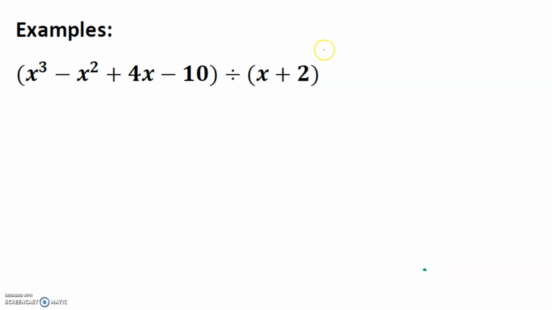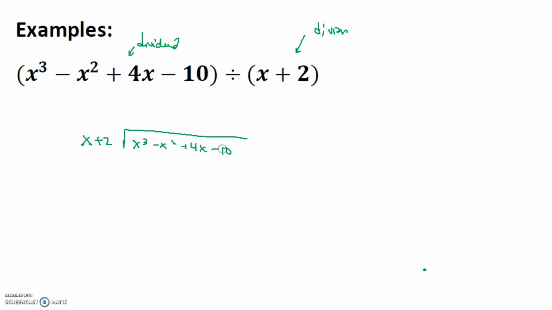Okay, when we look at it like this, it is x cubed minus x squared plus 4x minus 10 divided by this here. This is my divisor, and this is my dividend. So I put x plus 2 on the outside, and then I have x cubed minus x squared plus 4x minus 10. And I'd go through that same process we just did on that last example. Again, I'm not working this particular one out. I just want to show you how to set it up.